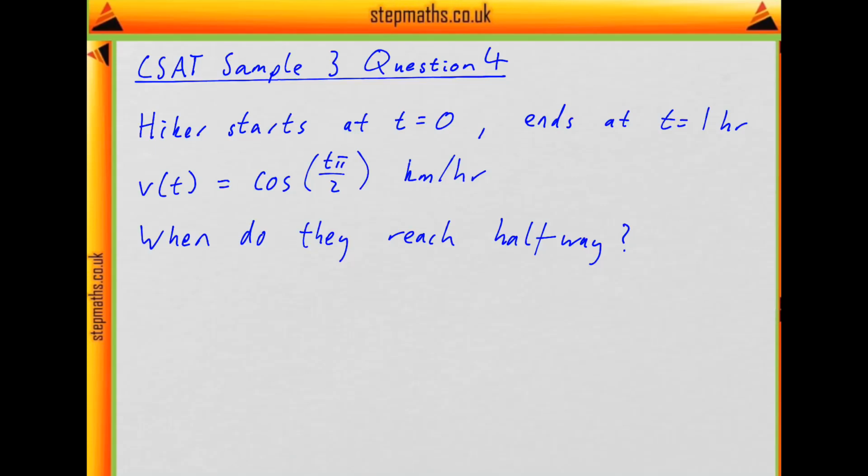This is question 4 from the third CSAT sample paper. In this question we're told a hiker starts walking at t equals 0 hours and finishes at t equals 1 hour. And we're told their velocity as a function of time is cos of t times pi over 2 in kilometres per hour. So it's not explicit, but it looks like we're measuring t in hours here because we start at 0 and end at 1.